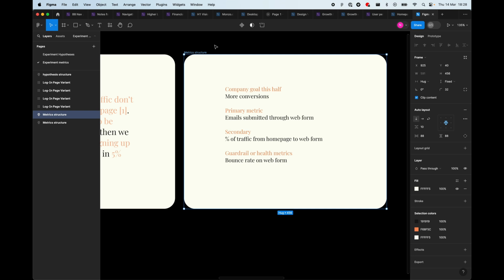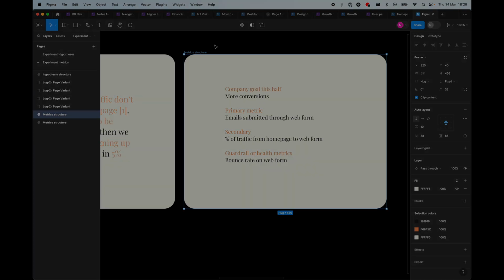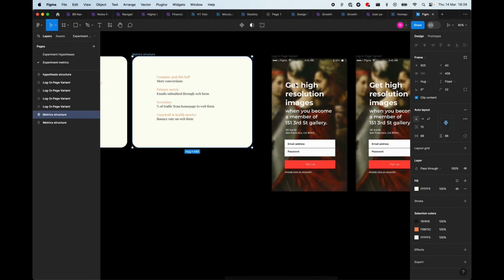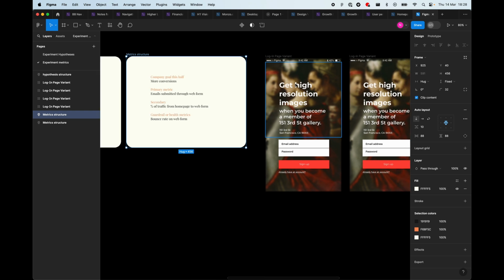Then we've got guardrail or health metrics. For this example, we've got bounce rate on the web form. This is something that really means that we've done something probably pretty wrong and we need to pull the experiment. If we find that people are coming from the home page into the web form but they're bouncing almost immediately, then we know that whatever changes we made were a complete miss and we need to change it. As you can see, I've put this on my artboard in Figma.